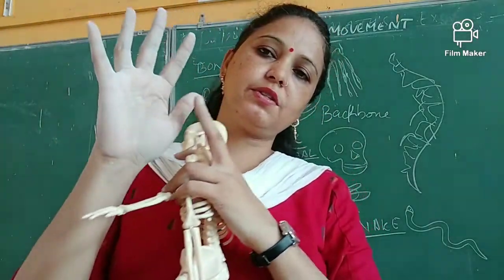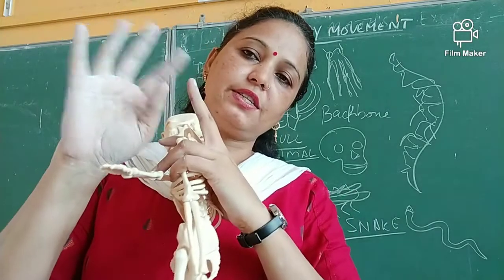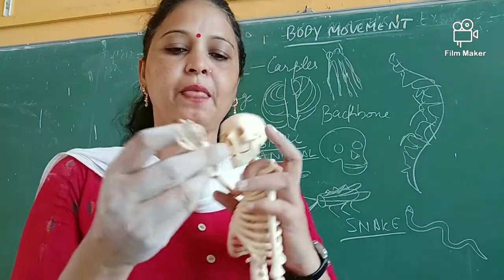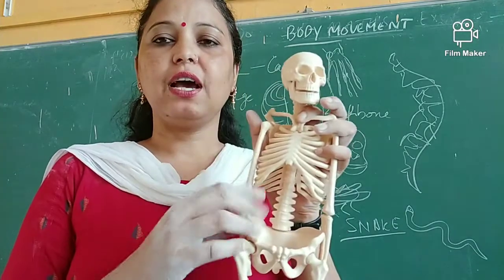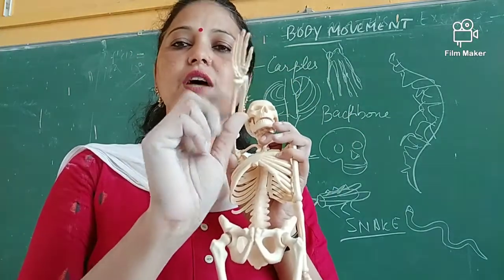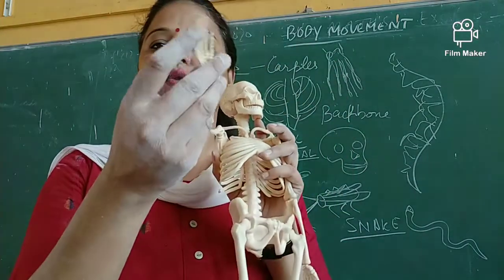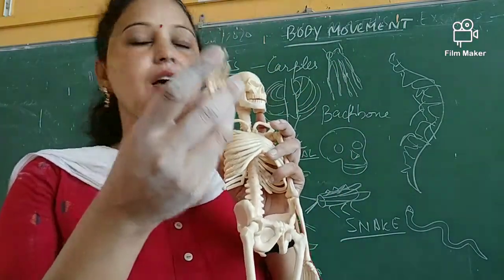Okay, this is the carpals, these are the metacarpals and these are the phalanges. Similarly, this is the humerus, this is the radius and this is the ulna. These names are not given in your book, so here you will just know these bones are known as the carpals.